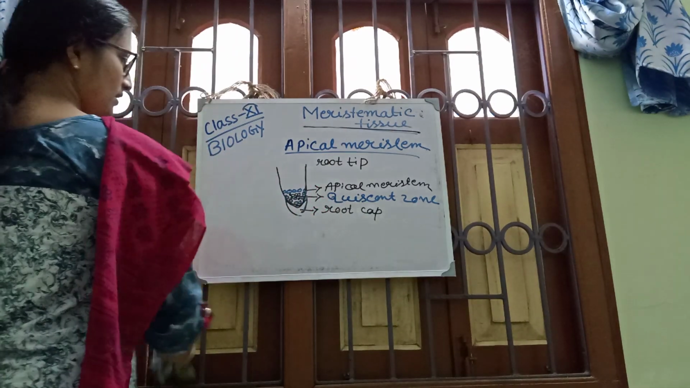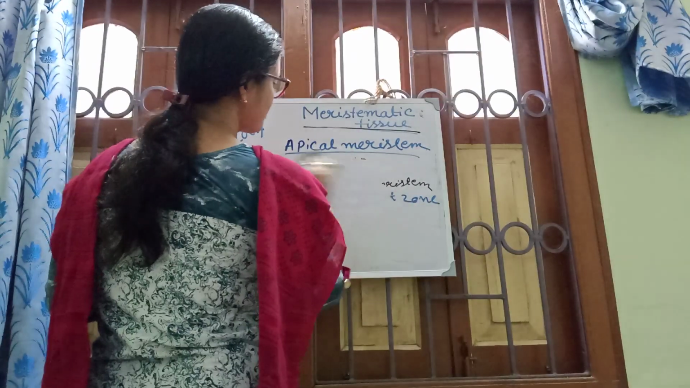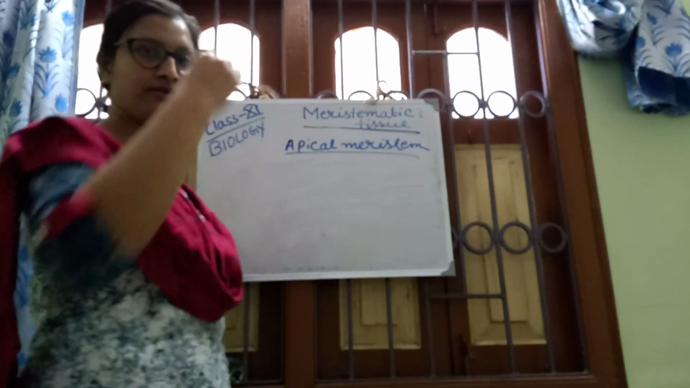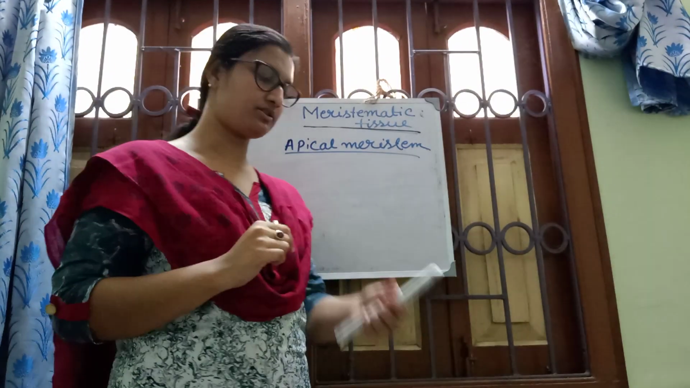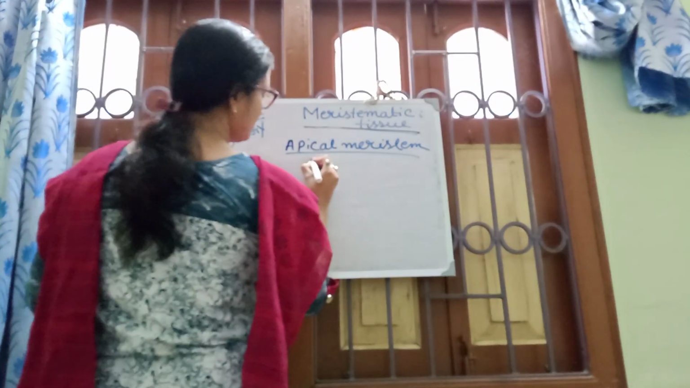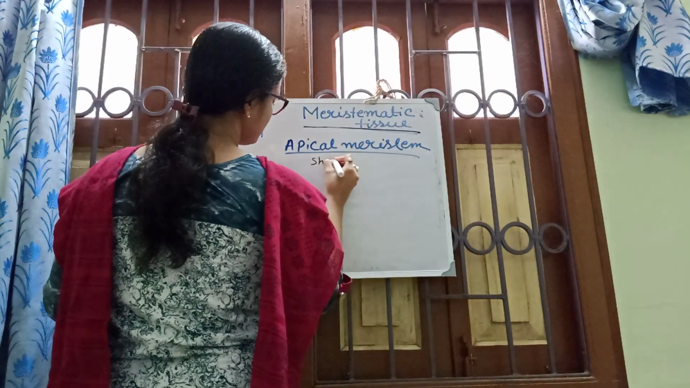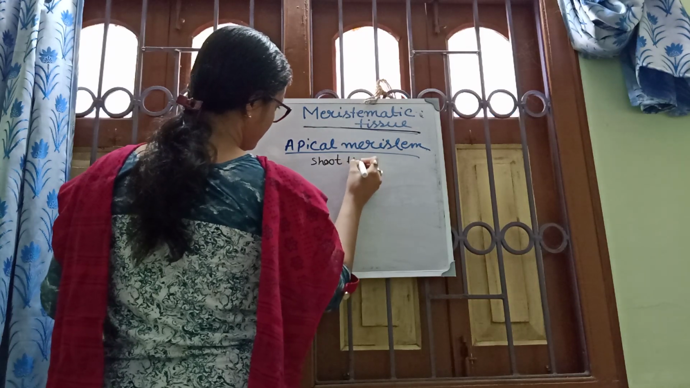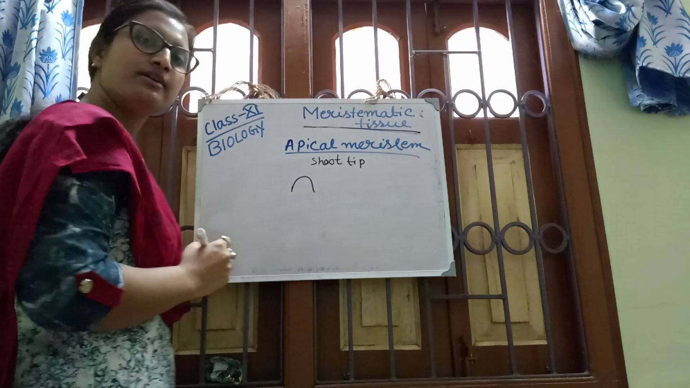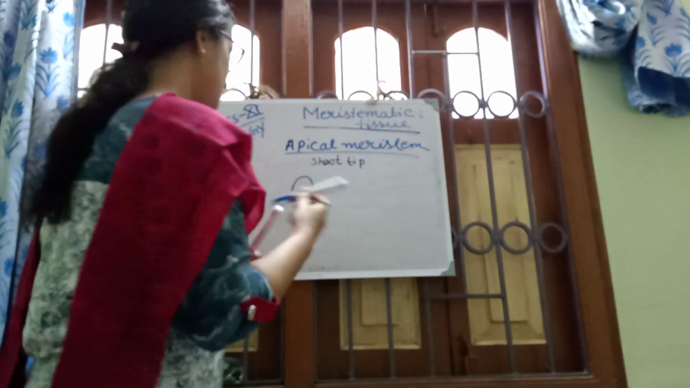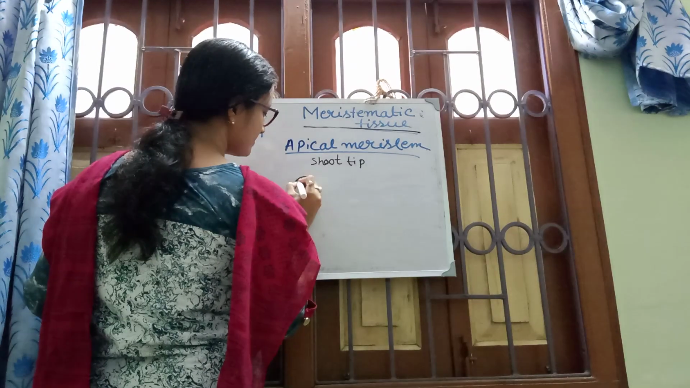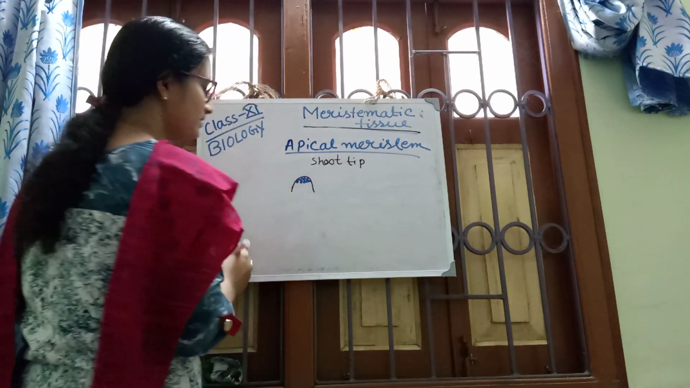If you draw the structure of the shoot, you know how the shoot is developed. The plumule develops to form the shoot system, and it forms the shoot tip. Here also the meristem, or meristematic tissue, is present.